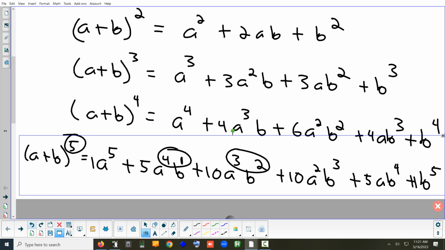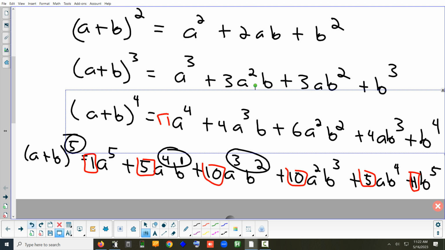But so we could get that part, but the hard part would be, what about these numbers? 1, 5, 10, 10, 5, 1. Where do those numbers come from? It's true that those are factors of 5, only because 5 is a prime number. That would happen on any prime power, but it will not happen on 4, because 6 is not a factor of 4.